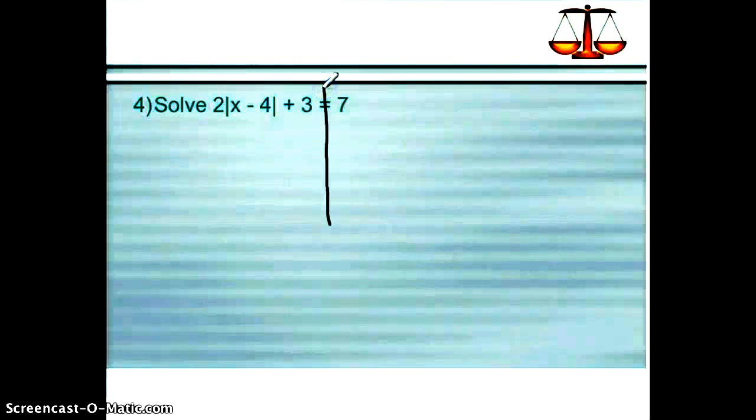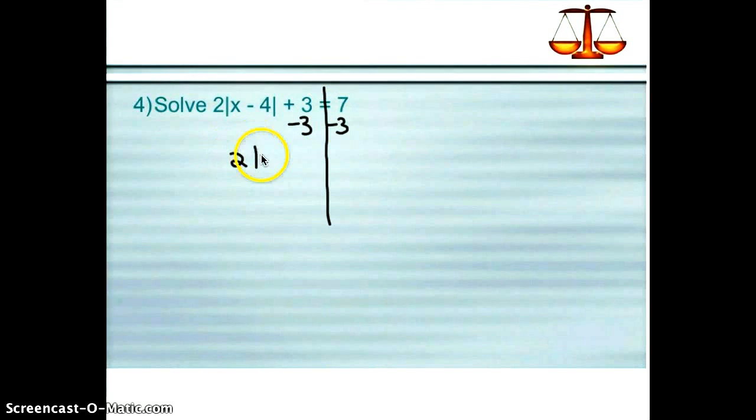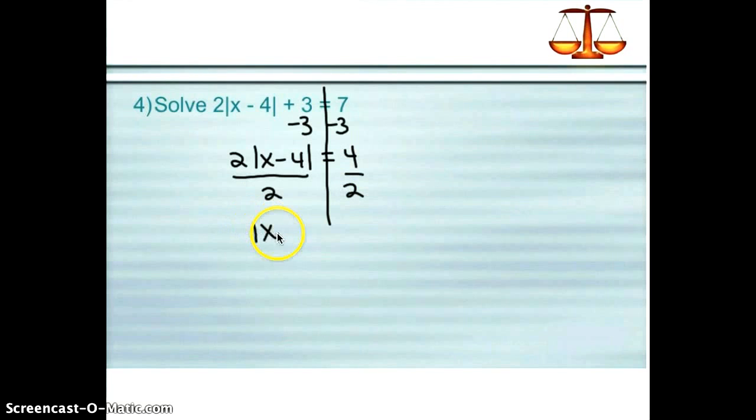Okay, so we're going to subtract 3 from both sides in this case, and then we get 2 times the absolute value of x minus 4 equals 4. Notice my absolute value term is not alone yet. I have the 2 on the outside. Instead of distributing, because you're not allowed to do that right now, I want you to divide both sides by 2. So I get the absolute value of x minus 4 equals 2. So now my absolute value is alone.